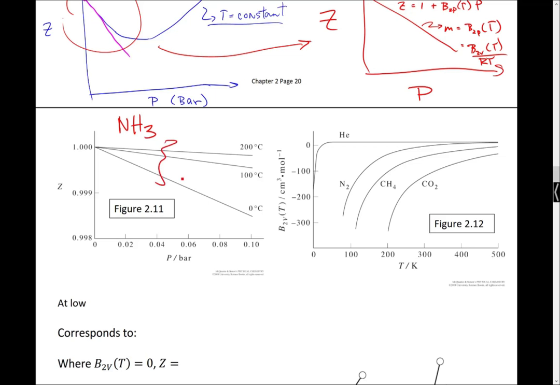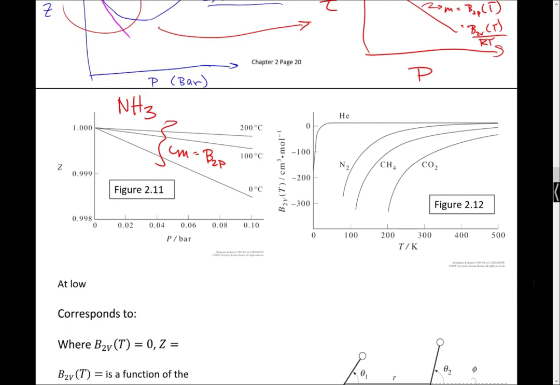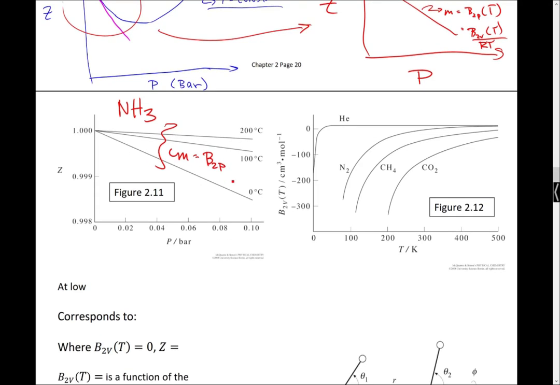All right, so let me just write M equals B2P. The other thing that we see is that when we're talking about being at these low temperatures, at least for these examples, we see that B2V and B2P have negative values. That's a negative slope.